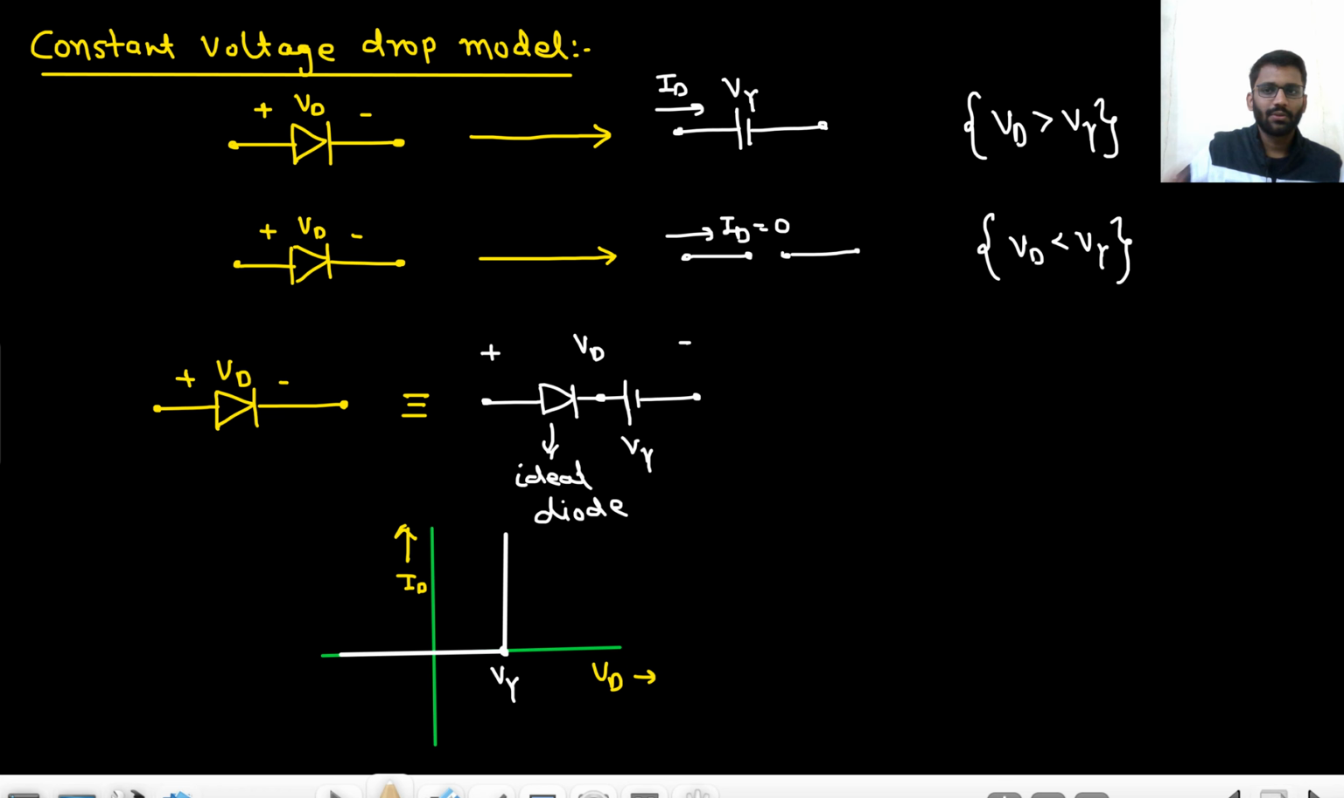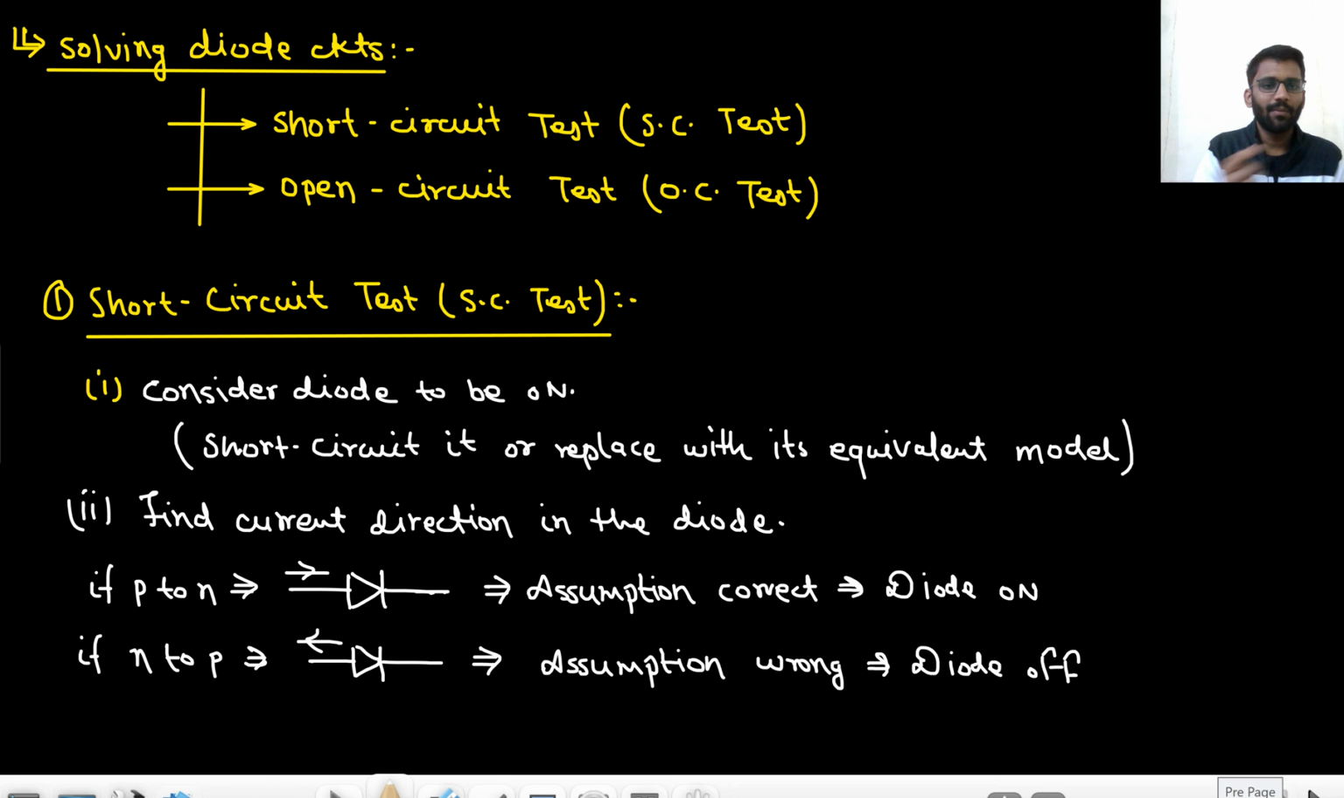So these are the three models. Now, based on these models, we will solve some problems. But how to solve the problem? Before that, you need to see two points, that is short circuit test and open circuit test. All the doubts that you are having, everything will be cleared when we solve the problems. So how do you solve a diode circuit? There are two methods, short circuit test and open circuit test. Very, very easy method.